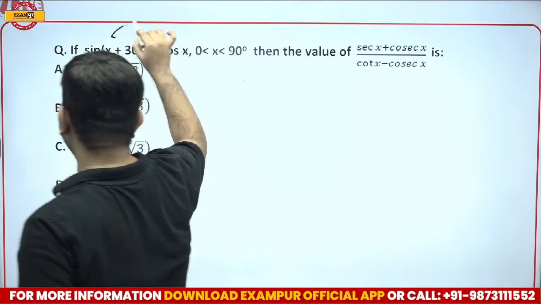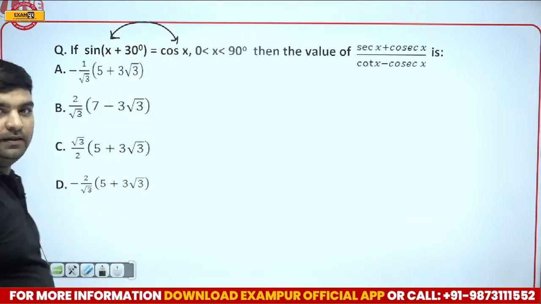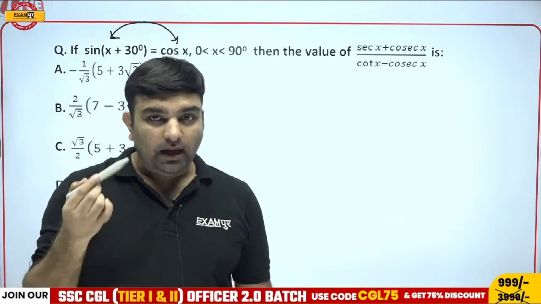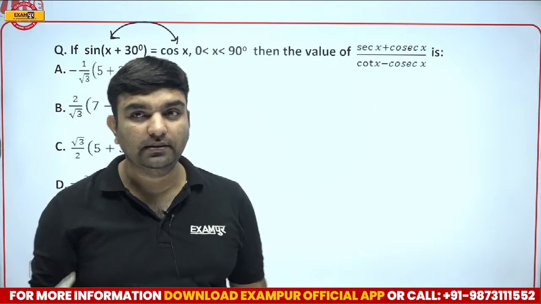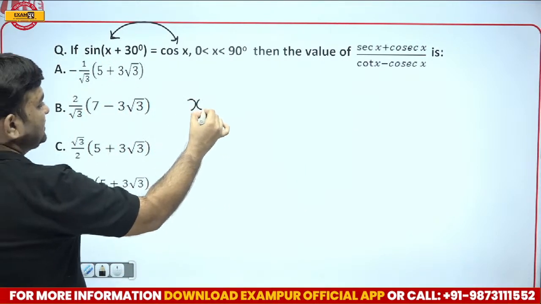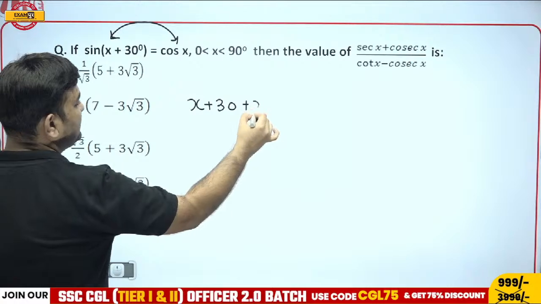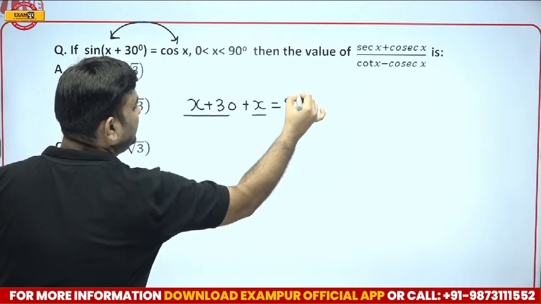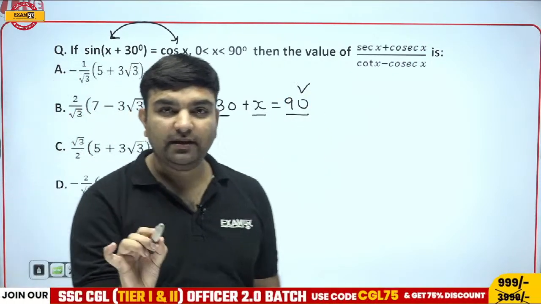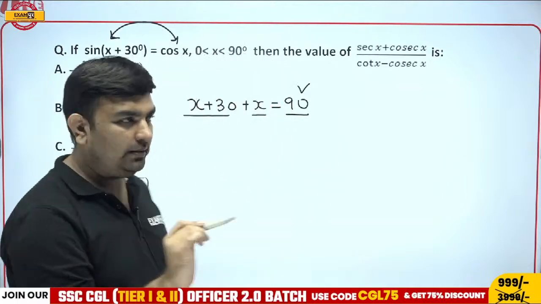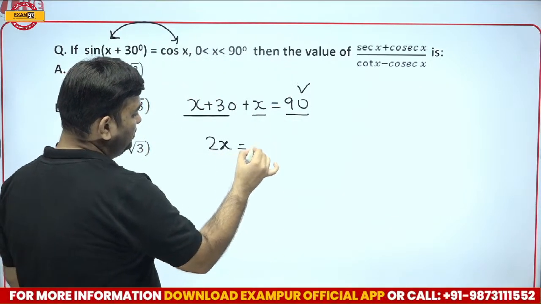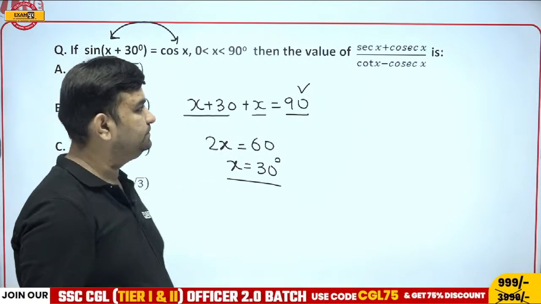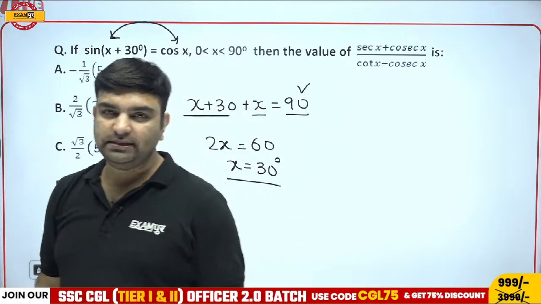If sine is equal to cos, it means angles are complementary. You will say, sir, x plus 30 plus x is equal to 90. The first angle plus the second angle is equal to 90 degrees. 2x is equal to 60, x is 30.